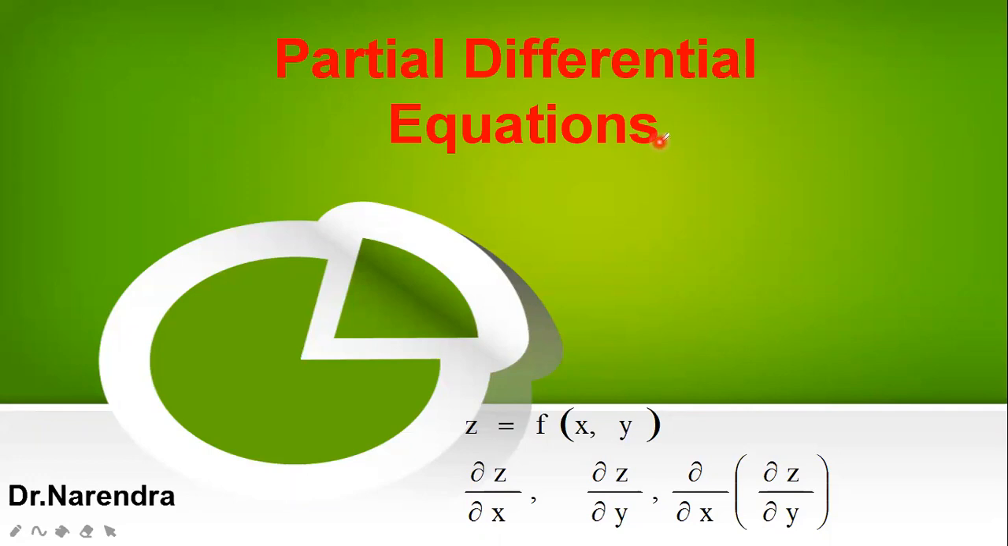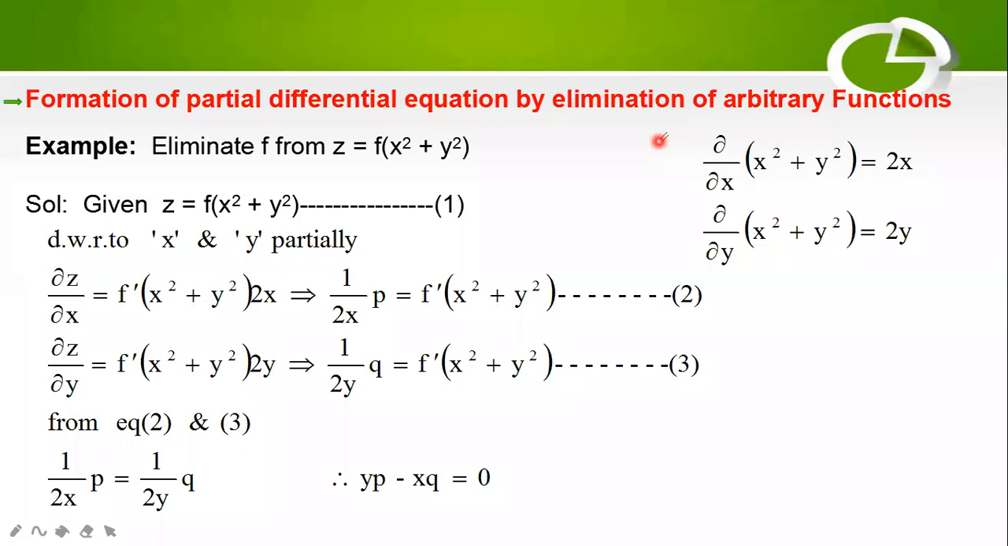In the last lecture, we studied how to form a partial differential equation by eliminating arbitrary constants. In this lecture, we will continue with how to form a partial differential equation by eliminating an arbitrary function. In any case, either arbitrary constant or arbitrary function, first of all, we have to differentiate partially with respect to x and y and eliminate either the arbitrary function or constant. See one example: eliminate f from z equal to f of x square plus y square.